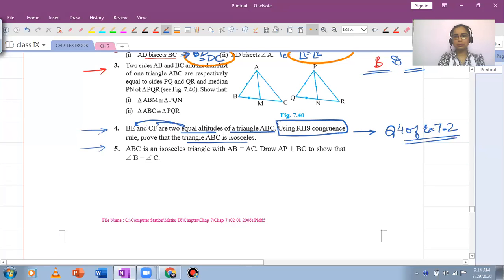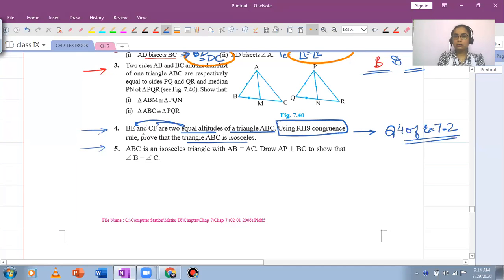Do you remember? Ma'am, we did it by using AAS criteria. Okay, we did with AAS. So right now we have to use RHS. So this is something you need to remember. If this question comes up, that you have a triangle with 2 altitudes and the altitudes are equal, then the triangle will be isosceles.